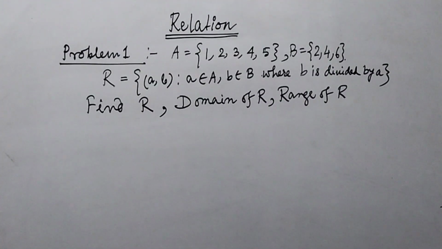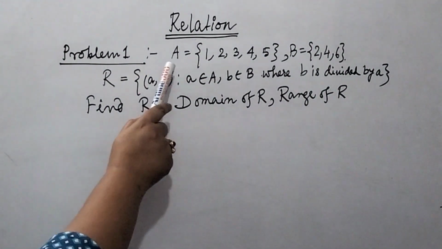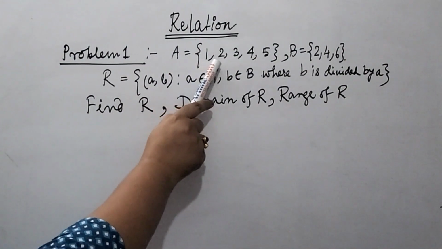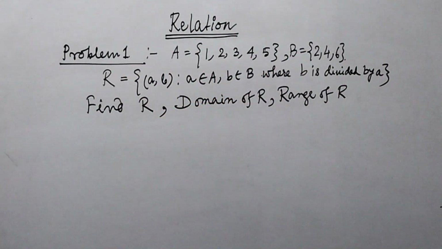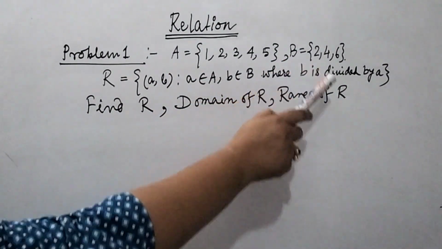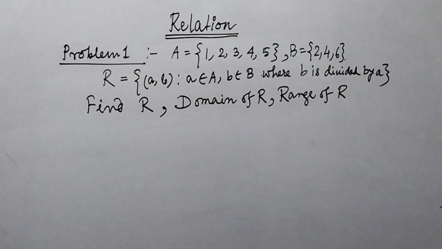So we have already got the concept of relation, the domain of relation as well as the range of relation. Now let's try to solve this problem with these concepts. Here it is given that A is a non-empty set containing the elements 1, 2, 3, 4 and 5. B is another non-empty set containing the elements 2, 4 and 6.